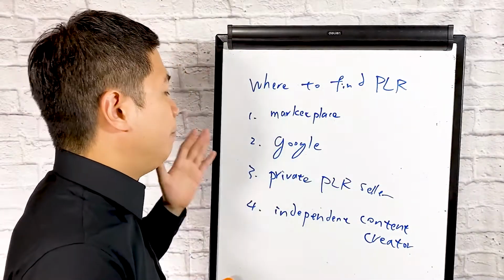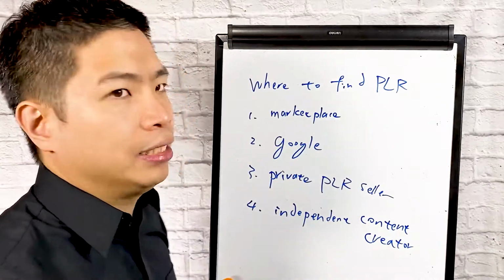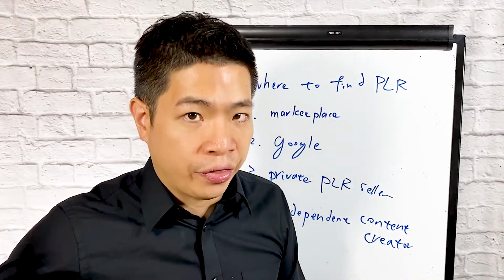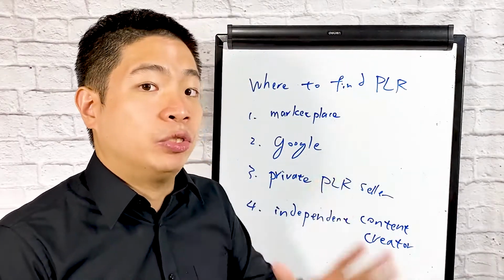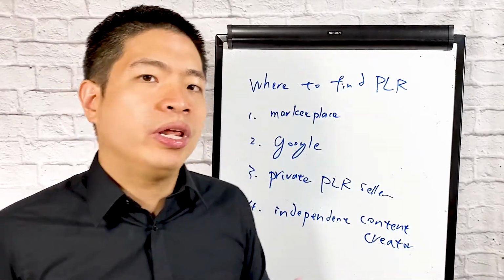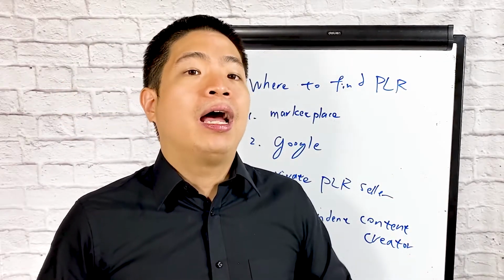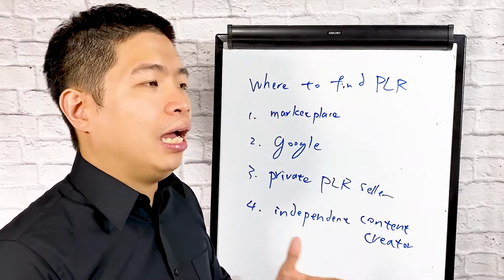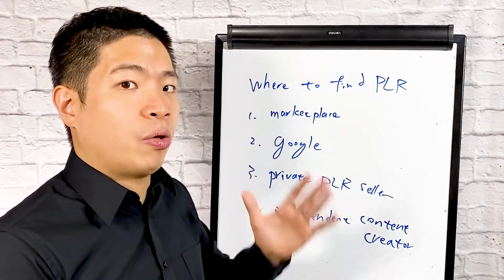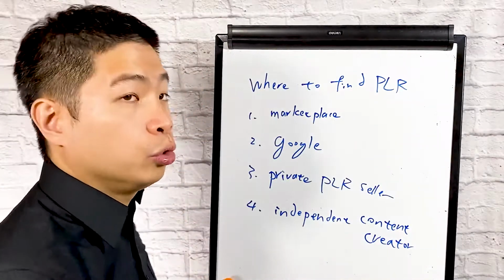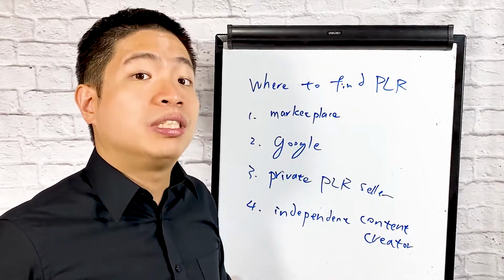Another one is independent content creators. If you go to Udemy, you know there are a lot of content creators there. You can actually private message them and negotiate a deal with them. You can say, hey, I really like your course, can I just buy the resale rights of your course? Sometimes they will agree. So you want to negotiate to see if you can make a deal so that you can sell their content as your own. So there are 4 ways you can create your content using PLR.